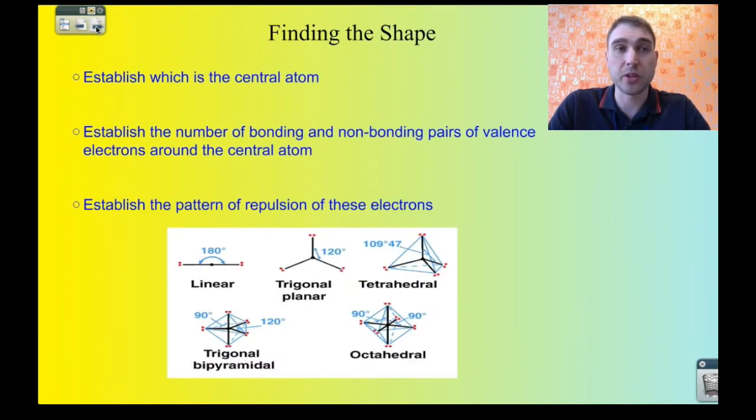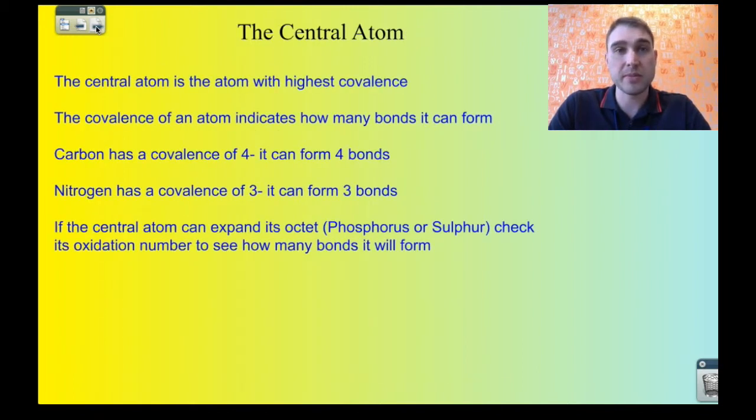So to find the shape of a molecule, we need to figure out which is going to be the central atom, establish the number of bonding and non-bonding pairs of valence electrons around the central atom, and then establish the pattern of repulsion of those electrons, and that will lead you to your shape. The central atom is the atom which has the highest covalence, and covalence just means how many bonds it can form. So carbon forms 4 bonds, nitrogen forms 3 bonds, and so on.